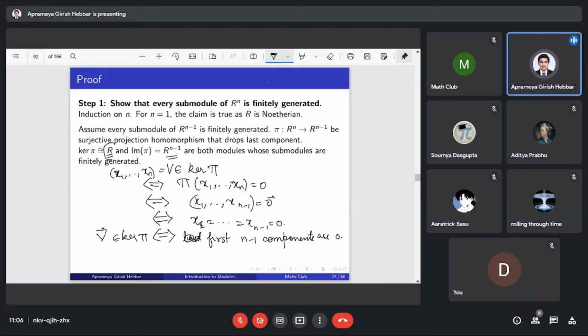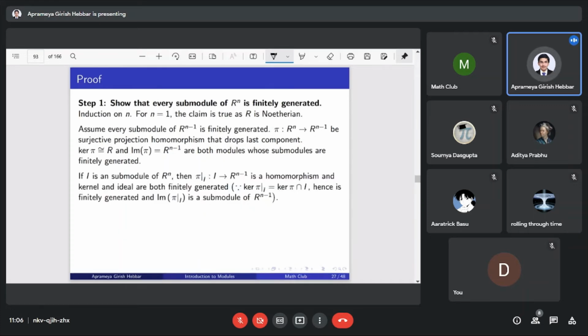Because in the n equals 1 case, R is finitely generated and every submodule is finitely generated. By the induction step, R^(n-1) is finitely generated and every submodule of R^(n-1) is finitely generated. So now we go to a submodule of R^n. Let I be a submodule of R^n. Now you restrict the map pi, which was defined on R^n, to I. So this is a homomorphism first of all, and the kernel and image are both finitely generated.